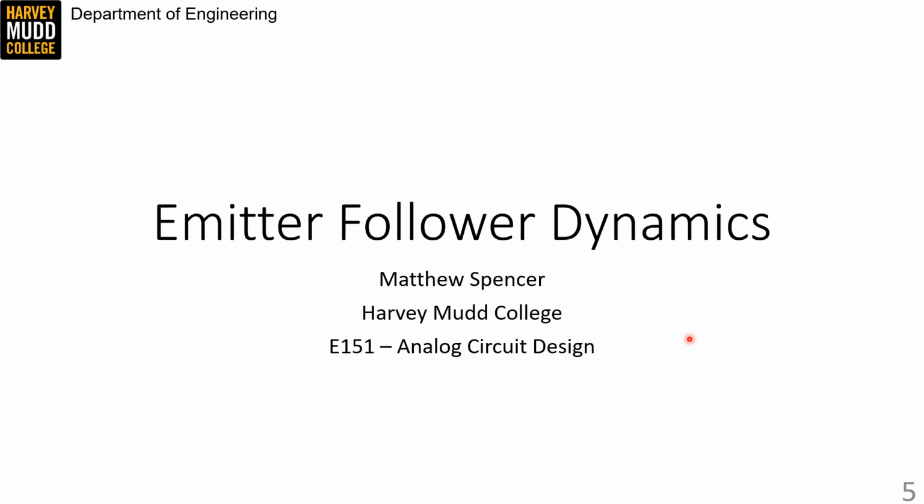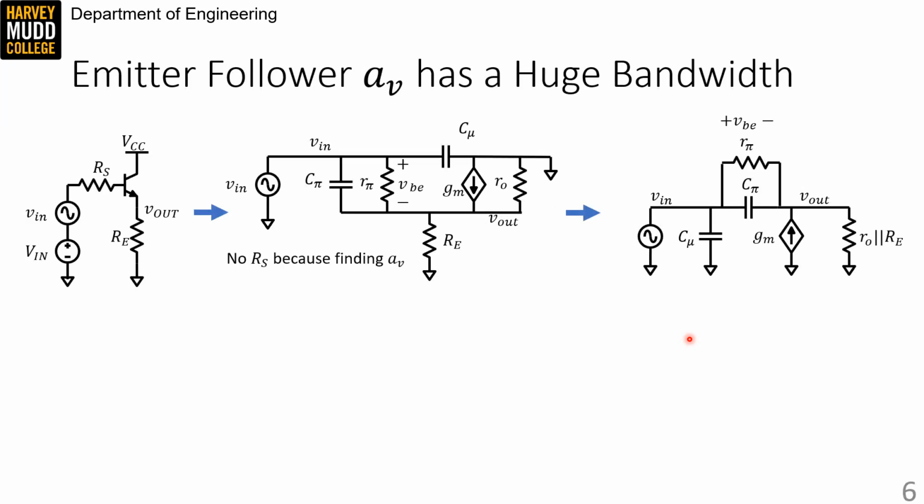In this video, we're going to talk about dynamic behavior of emitter followers. I've copied an emitter follower on this page along with two simplifications to it. The first being small signal representation, which is omitting RS because we're going to calculate gain in just a second. And the second is a redrawing of this common emitter.